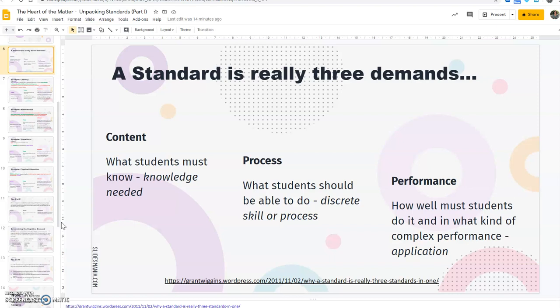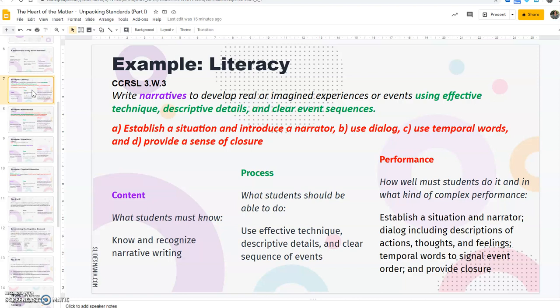Because what we're going to be doing later is I'm going to ask you to do some unpacking of your own standards based on your course project. So you might want to go to the subject area that you're going to be working with. So I'm going to start here with literacy.